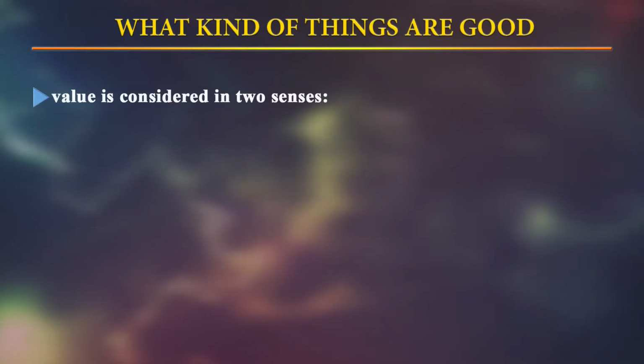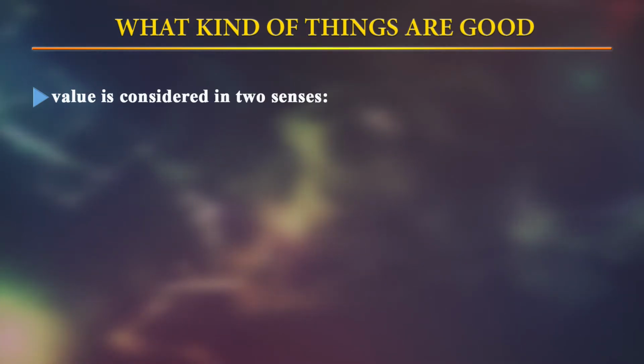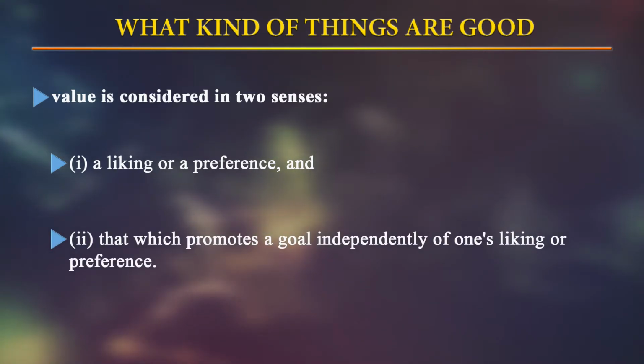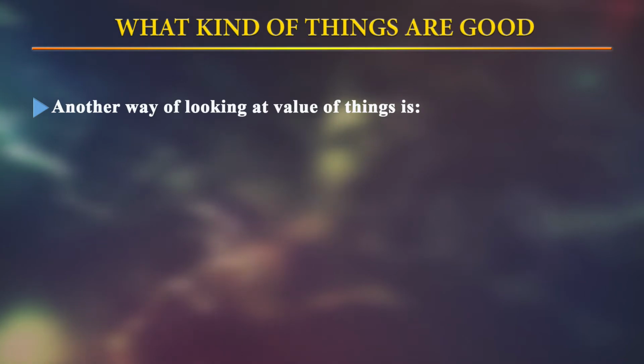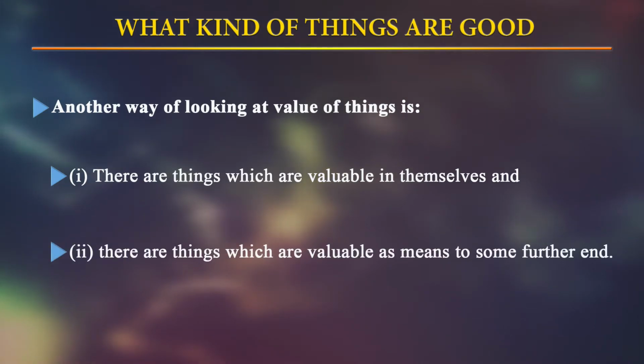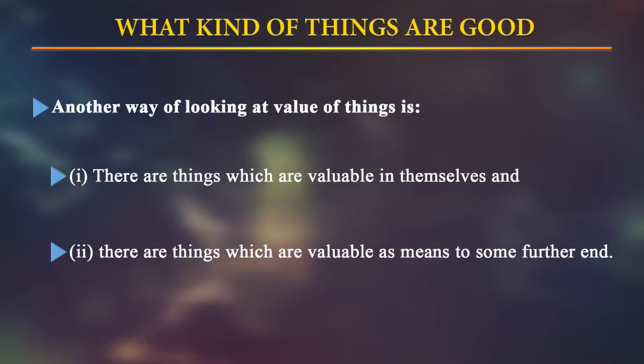Now again, coming to value, value is considered in two senses: a liking or preference, and secondly, that which promotes a goal independent of one's liking or preference. Like we had already discussed, eating green vegetables is good, but you may not prefer it. When you prefer something, you add value to that thing. But you also add value to a thing irrespective of your preferences when it promotes your goal or a greater good. Another way of looking at the value of things is that there are things which are valuable in themselves, and there are things which are valuable as a means to some further end.